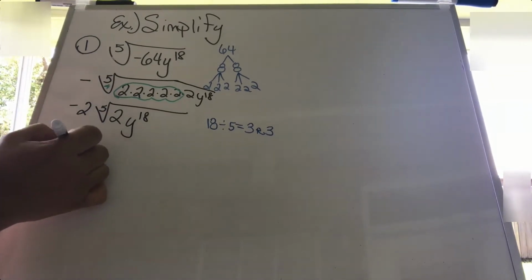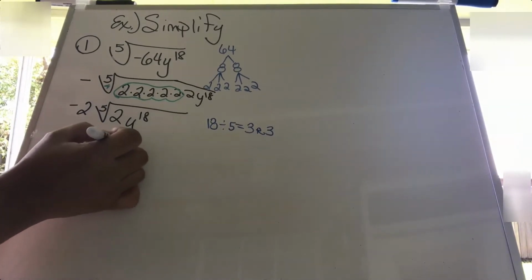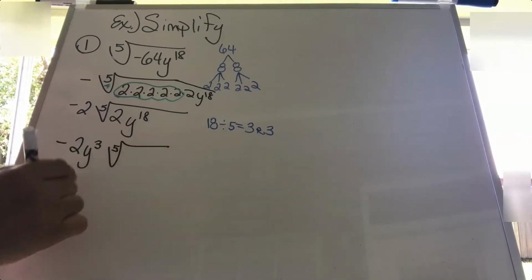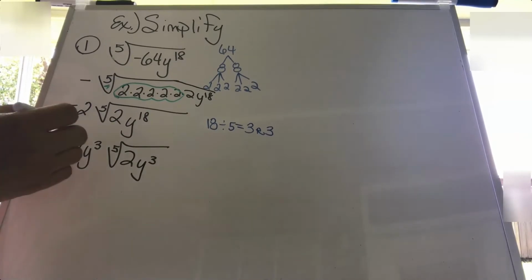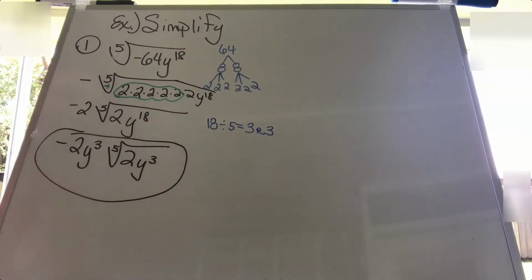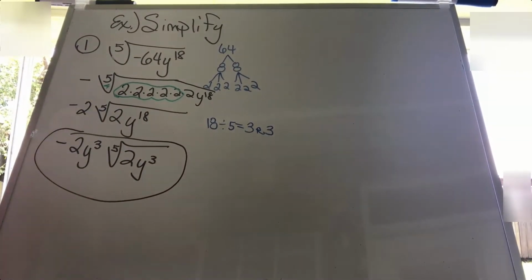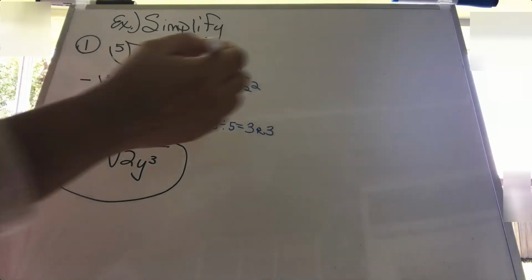So negative 2y cubed, fifth root, 2y cubed. And this will be my answer. So let's take care of another one.